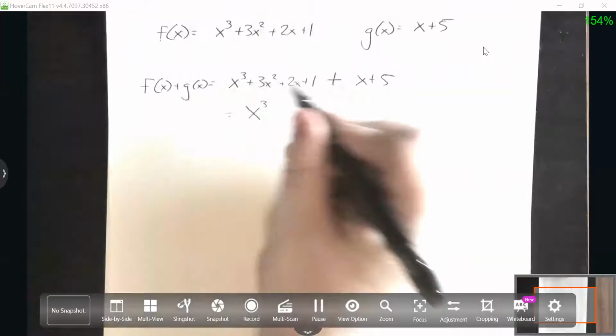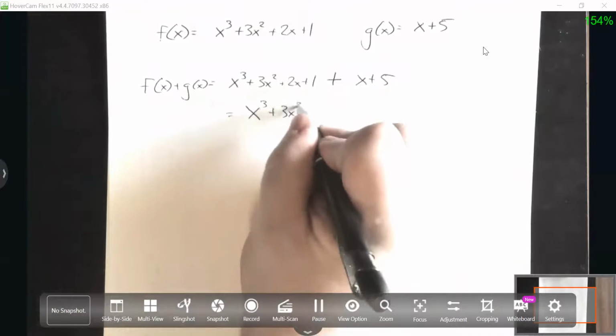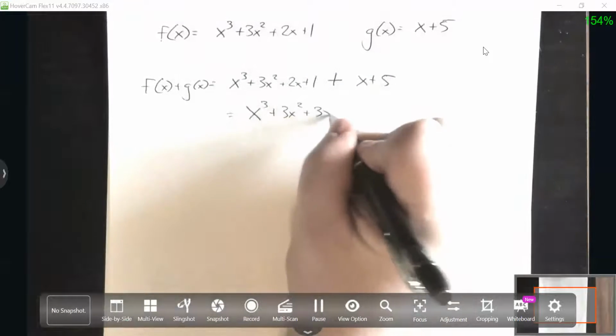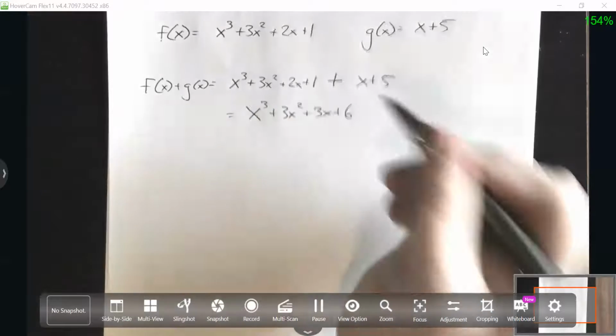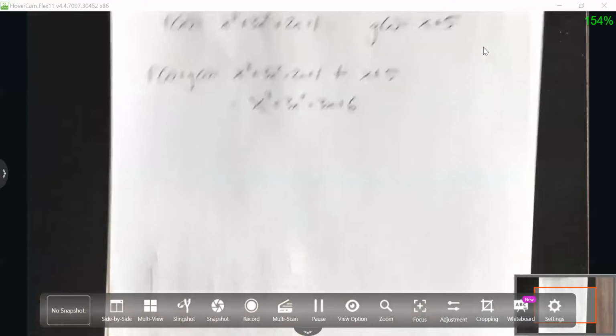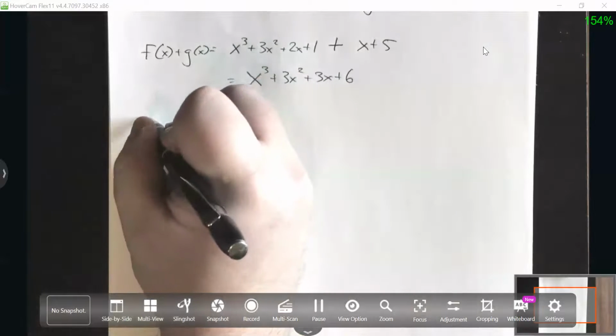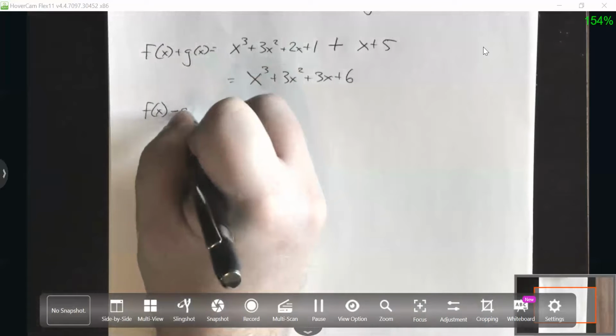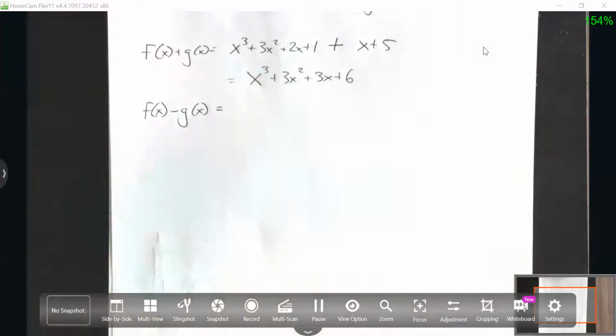So we get x cubed plus 3x squared. We have a 2x and an x is a 3x. And then a 1 and a 5 is a 6. That's all polynomial addition is. We're combining our like terms. Subtraction's a little bit trickier, just in that you need to be careful when we do it.